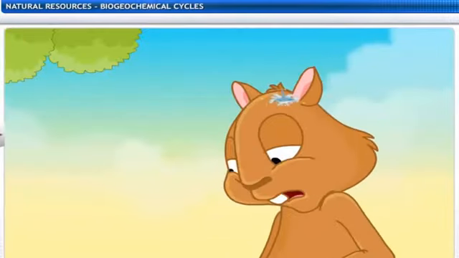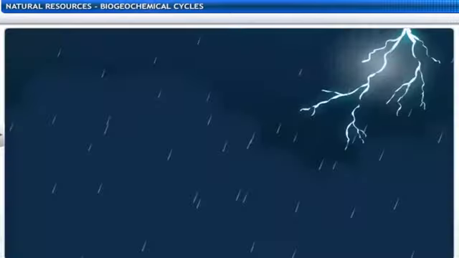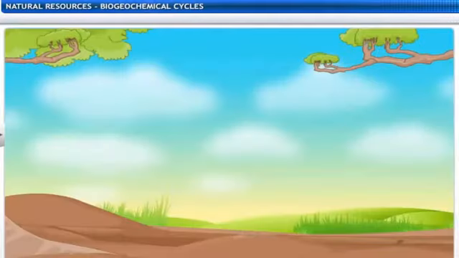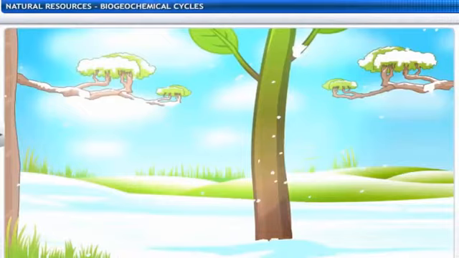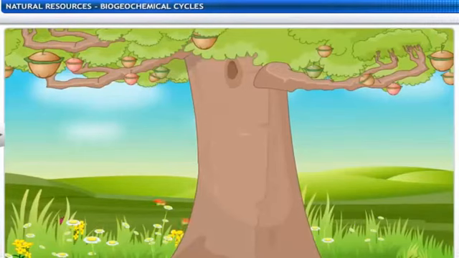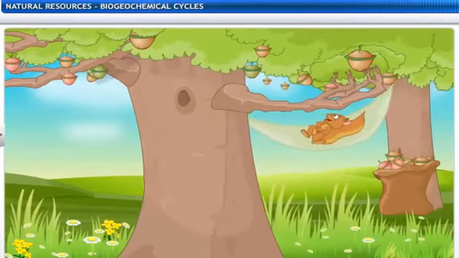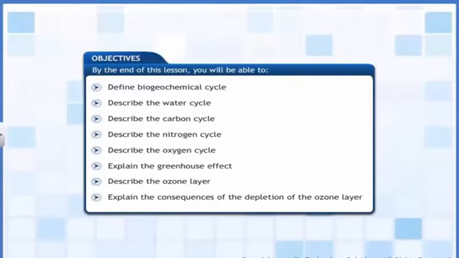What comes first, the nut or the tree? That may be a tough call to take. Whether it's the seasons or life on Earth, nature works in cycles. In this lesson, you will learn about biogeochemical cycles, the greenhouse effect, and the ozone layer.